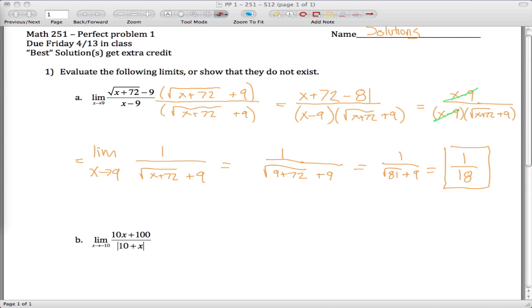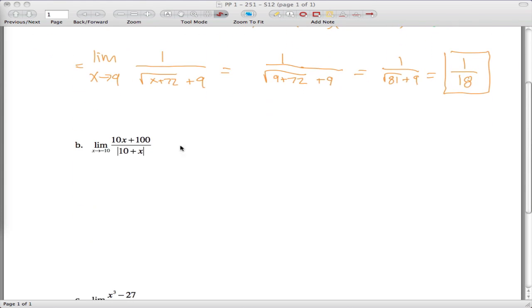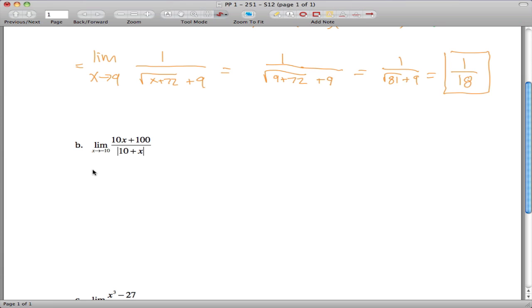All right, moving on to the second one. The second one I think is the trickiest of the three. Whenever you have absolute values, what you're going to want to do is look at this limit from both directions. So the limit as x approaches negative 10 from the positive side, and the limit as x approaches negative 10 from the negative side of 10x plus 100.